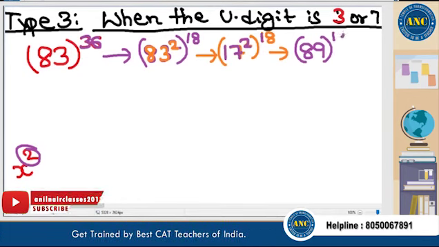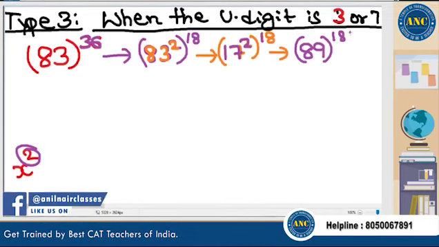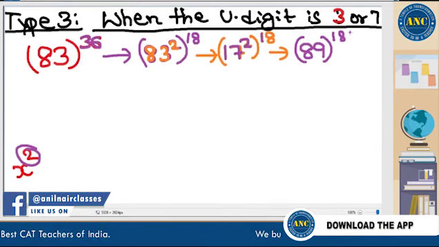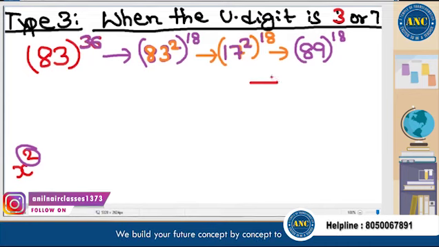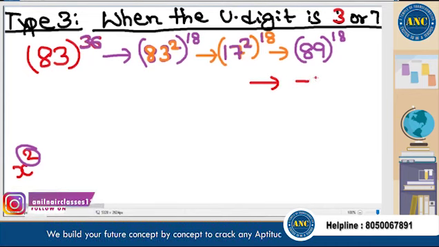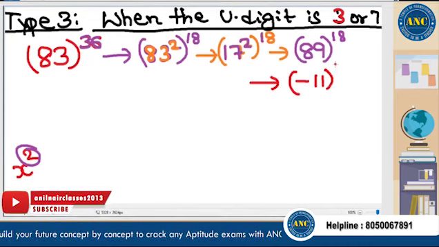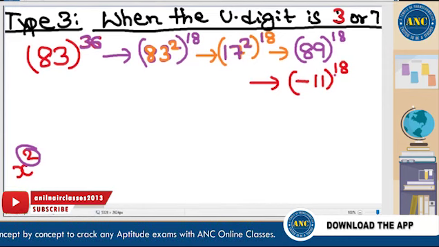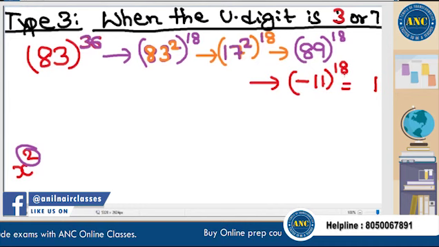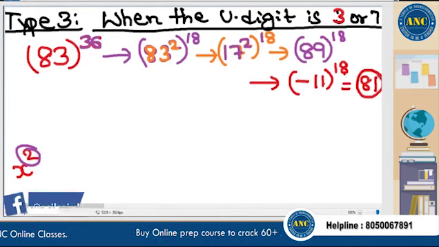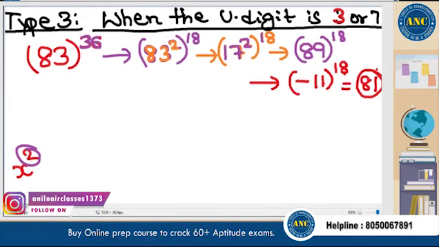Write this power 18 as it is. Now I know how you people can easily solve from here, sir. 89 power 18 is a type 2. Apply the same logic, negative remainder. 89 negative remainder is minus 11. Minus 11 power 18. Negative power even is positive. 1 power any number is 1. 1 into 8 is 8. Answer should be 81.